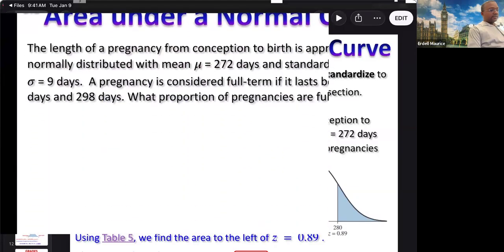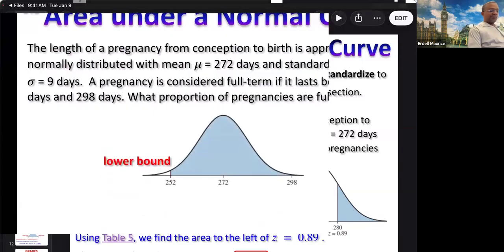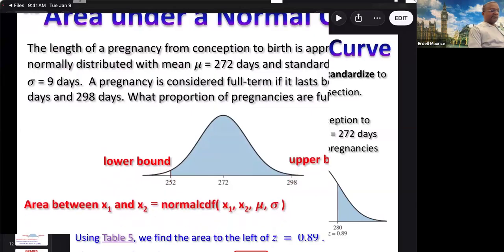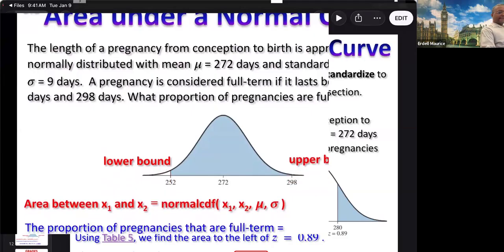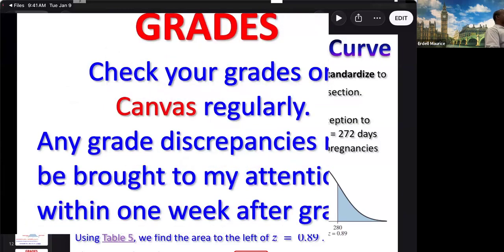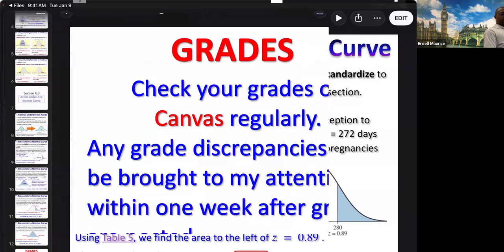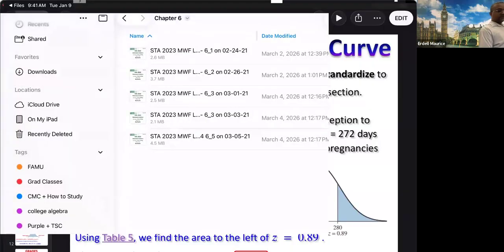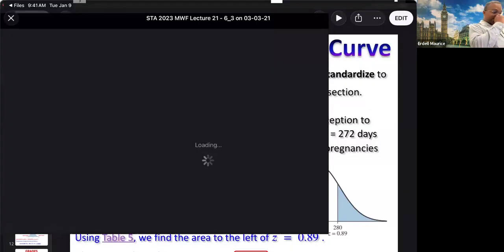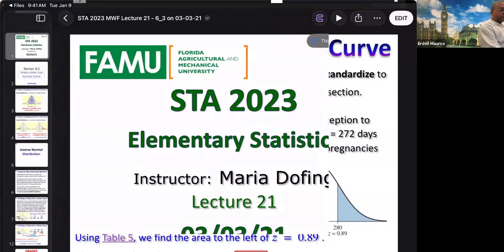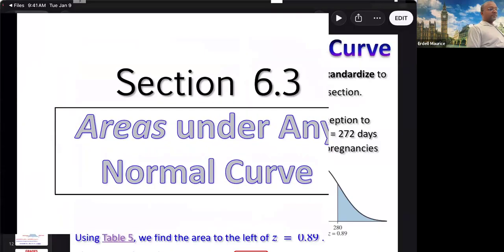All right. Is that the same question? Yes, same question. We covered all of this already. All right. So let's move to the next slideshow. That takes us to the other half of 6.3. So we're continuing 6.3, areas under the normal curve.